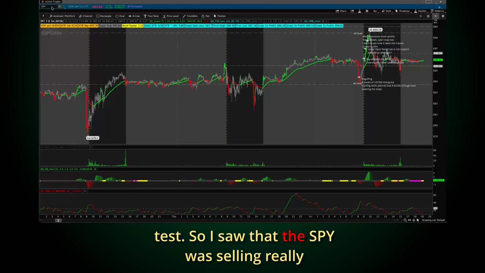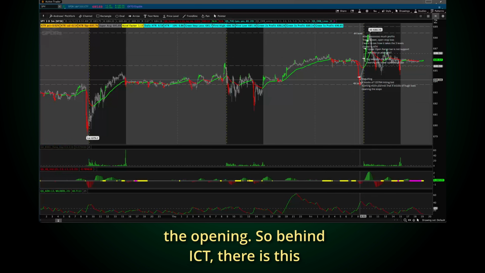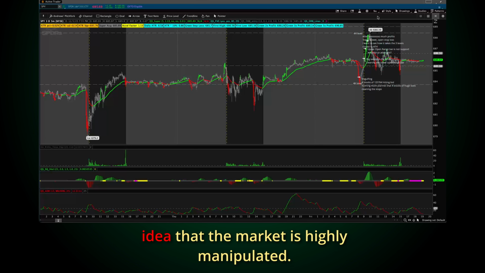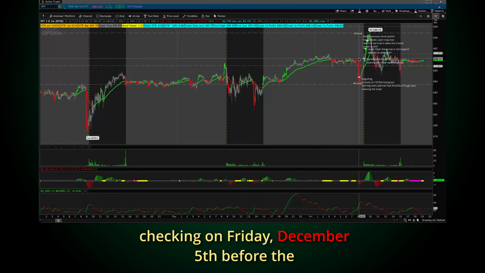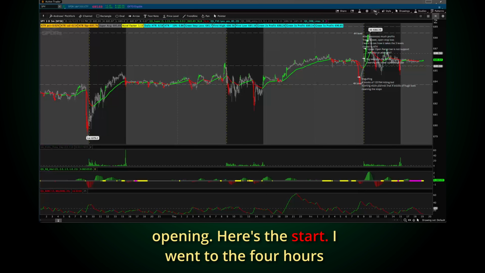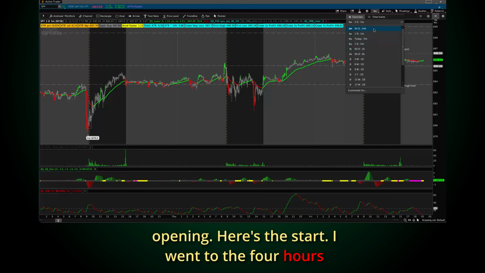So I saw that the SPY was selling really hard before the opening. Behind ICT, there is this idea that the market is highly manipulated. Maybe yes, maybe no. So that's something that I was checking on Friday, December 5th, before the opening. Just to start, I went to the 4 hour chart.